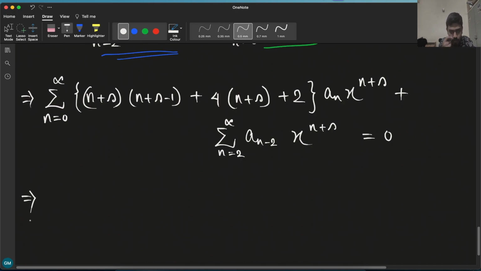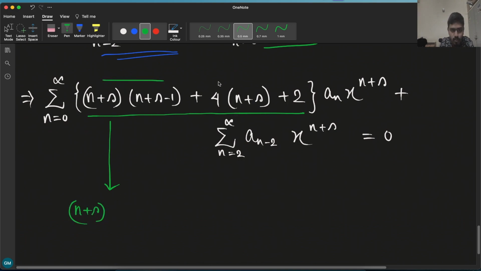Implies, if I do this summation, I can take n plus s common from these 2 terms. Then we are left with n plus s minus 1 plus 4. Plus 4 means this plus 3. Plus 2. Okay.